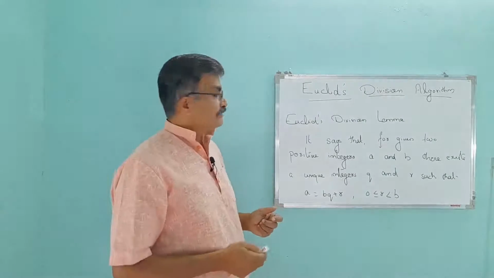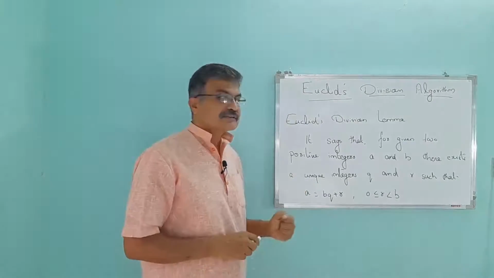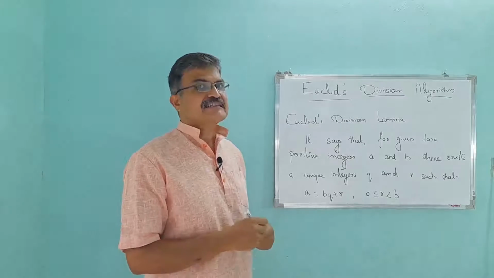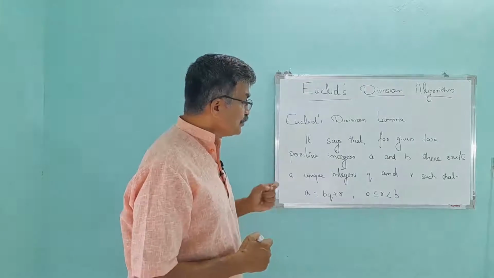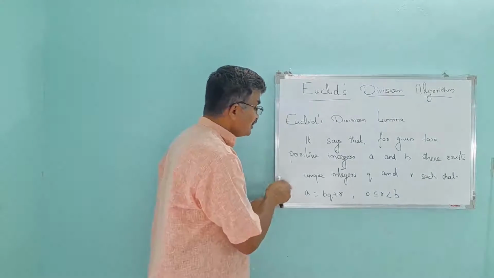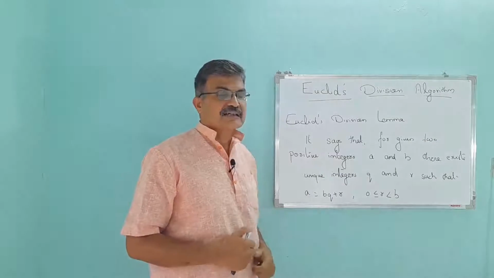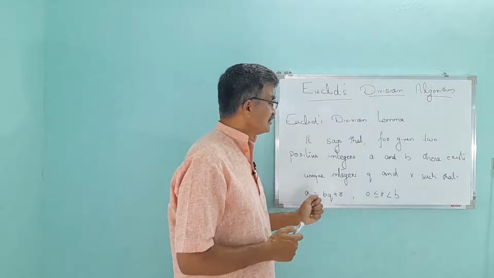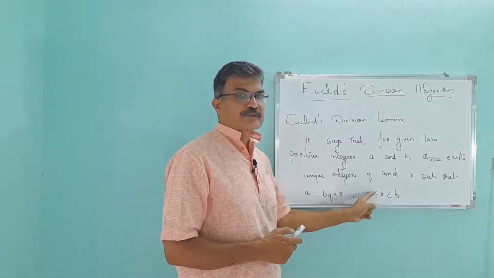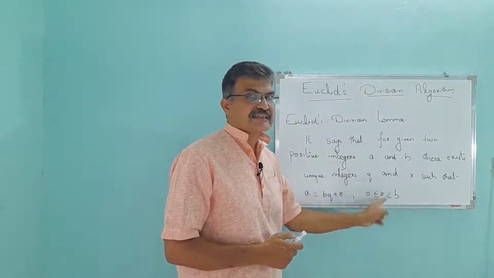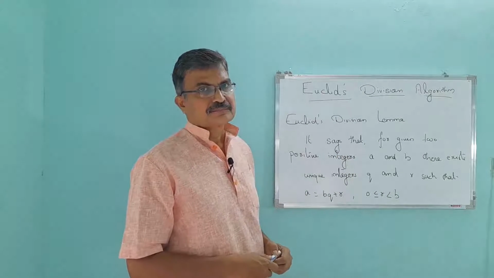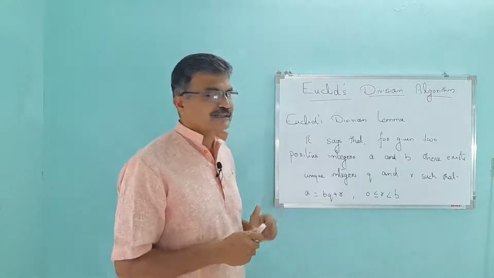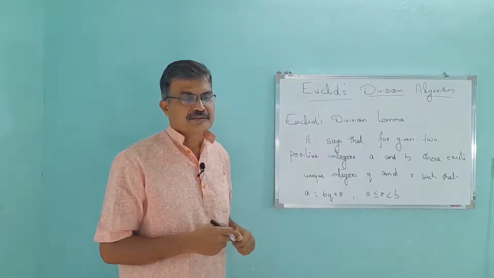Euclid's division lemma says that for given two positive integers a and b, there exist unique integers q and r such that a is equal to bq plus r, where r is greater than or equal to 0 but less than b. This is Euclid's division lemma. It is not a confusing one. It is very simple.